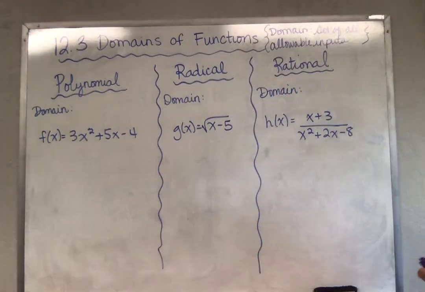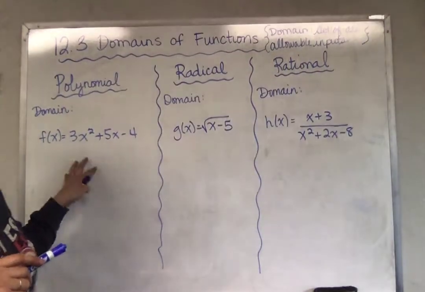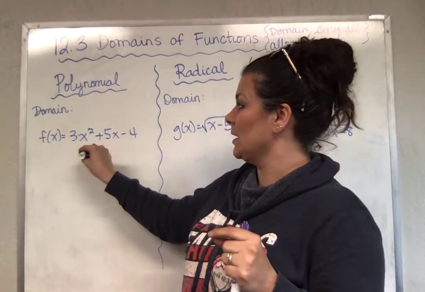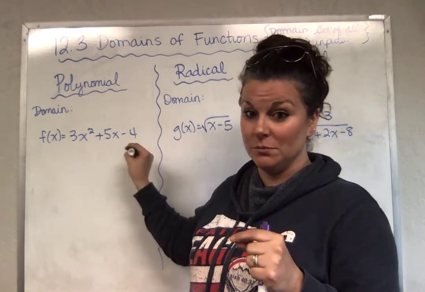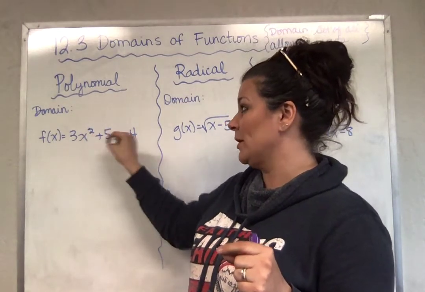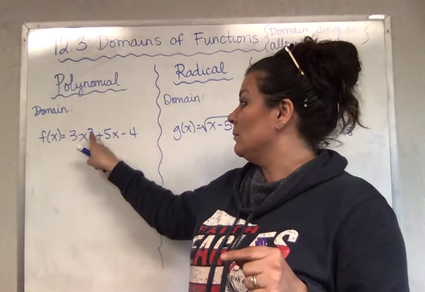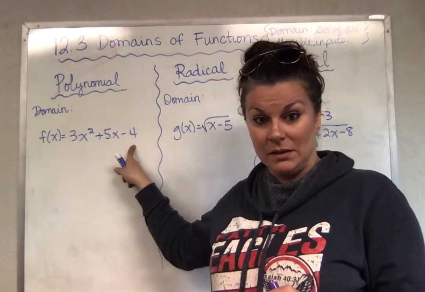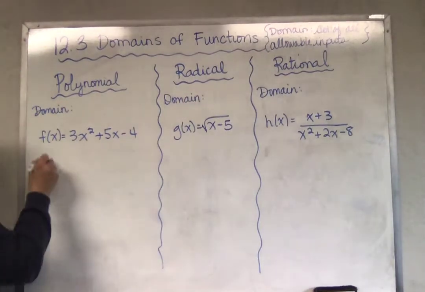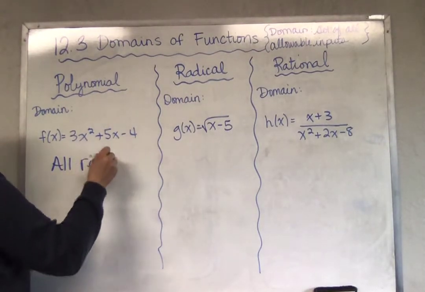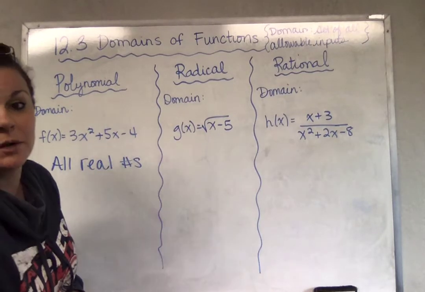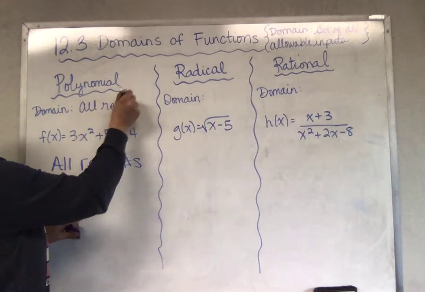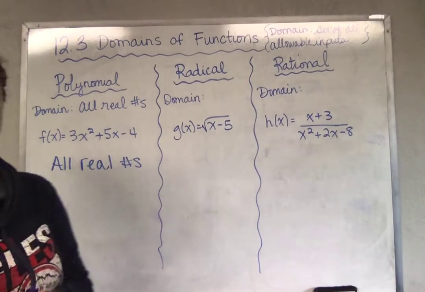So first off, we'll start with the easy one. If it's a polynomial function like this, remember polynomials where you have terms with your variables and they might be squared or whatever. The value of the exponents doesn't matter very much as long as it's f of x equals something like this, then all real numbers are part of the domain. And that's the nice thing.